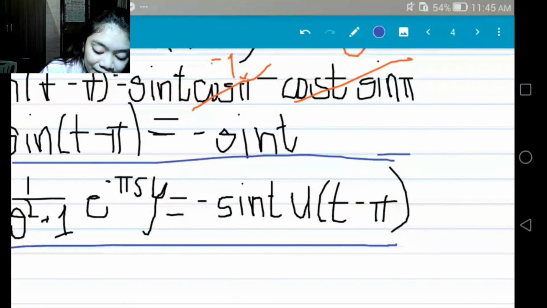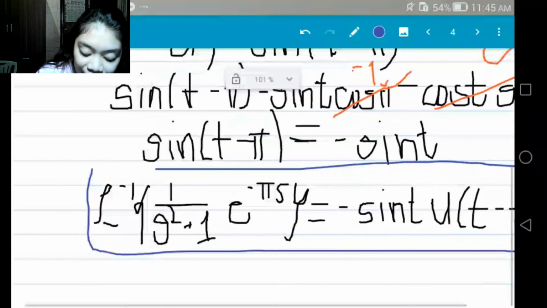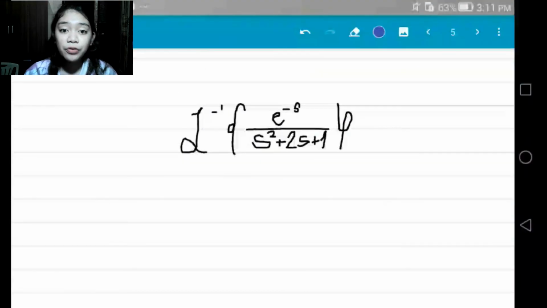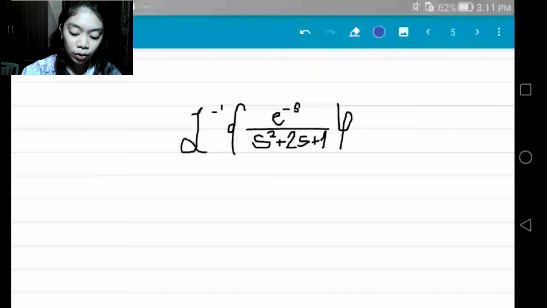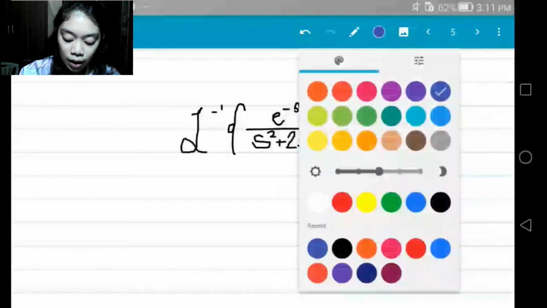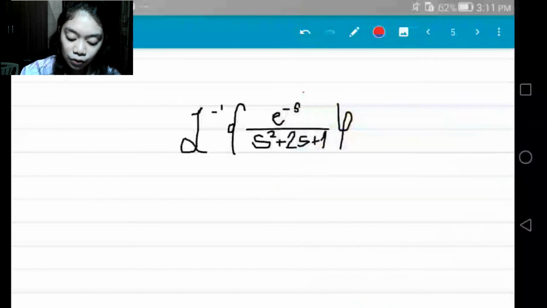Easy, right? It may be confusing at times, but you can do this. Now, let's move on to our final example for this part. Here we have the Laplace inverse of e raised to negative s all over s squared plus 2s plus 1. First, we need to look at the exponent of e. Here, the exponent of e is negative s.